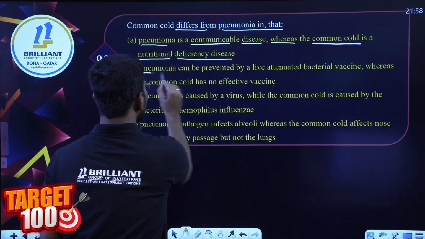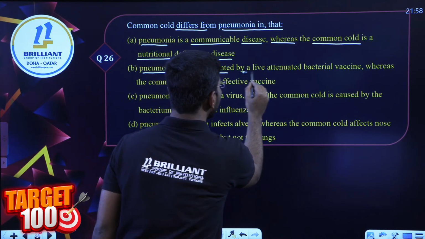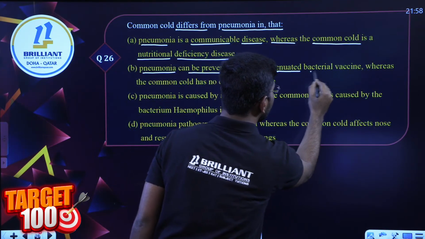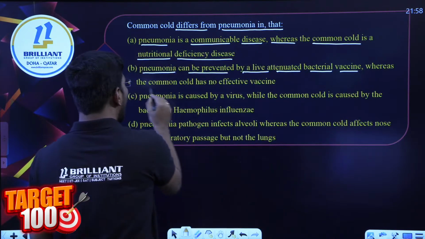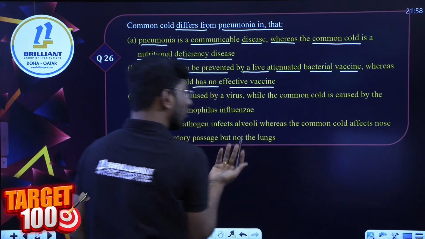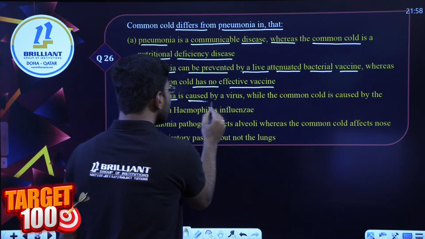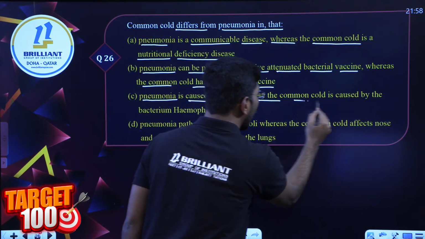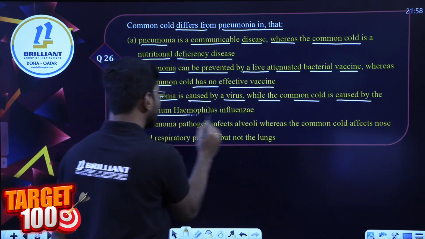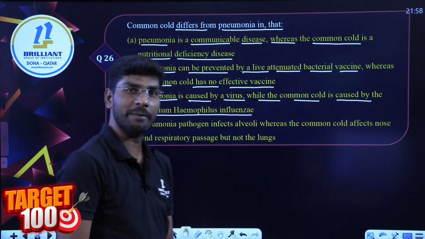Pneumonia can be prevented by a live attenuated bacterial vaccine, and the common cold has no effect of vaccine. Pneumonia is caused by the virus, while the common cold is caused by the bacteria Haemophilus influenzae.